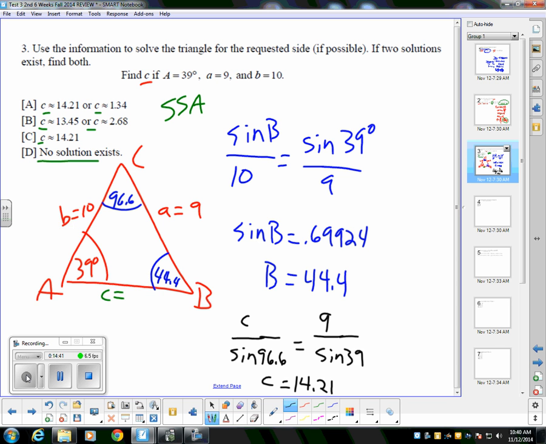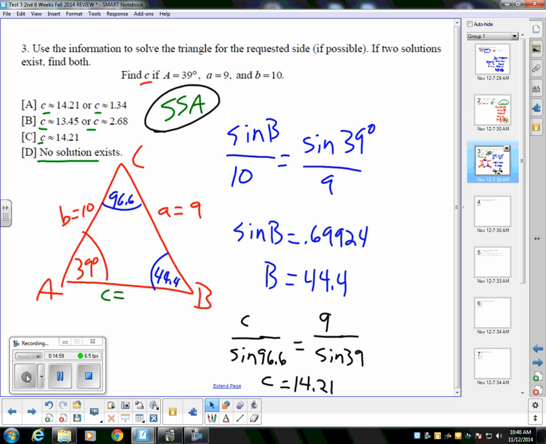Now the problem with this is if you think that answer choice C is automatically the answer, you could be wrong. Because if you'll remember, going back to this, you had a side-side-angle. So it is possible that two triangles exist. How do we test for that? Well, we test like this.